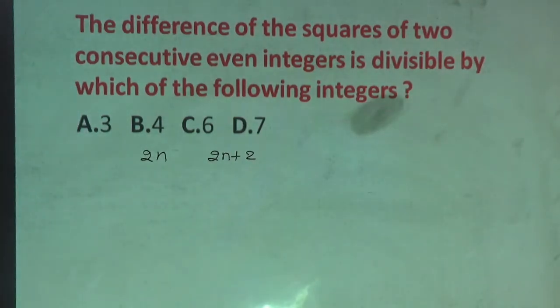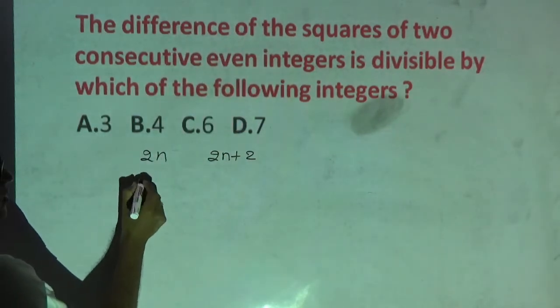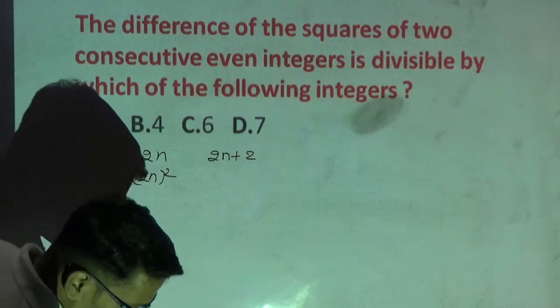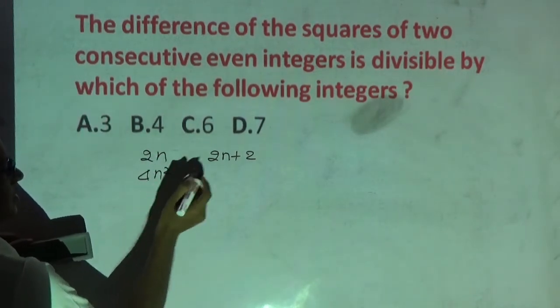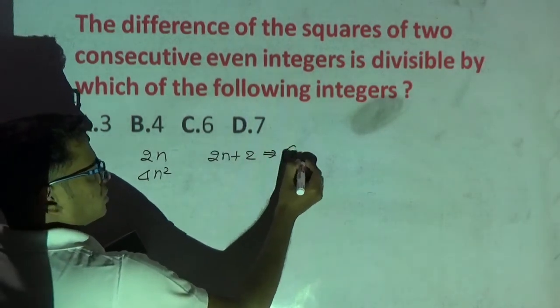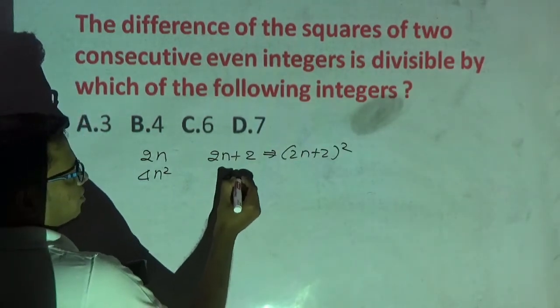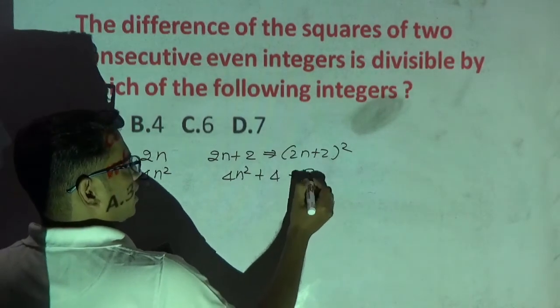Now, what have they told? The difference of the squares. First I will find the square of this. 2n whole square is nothing but 4n square. I need to find the square of this, so how? 2n plus 2 whole square. This is the a plus b whole square formula. That is 4n square plus 4 plus 8n.